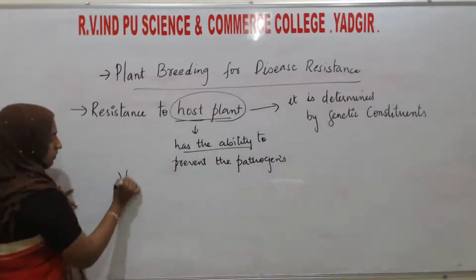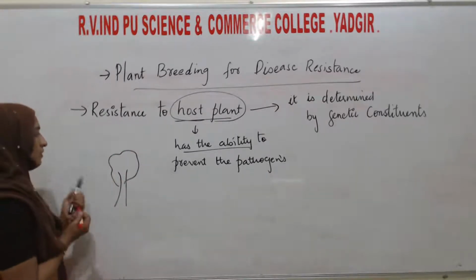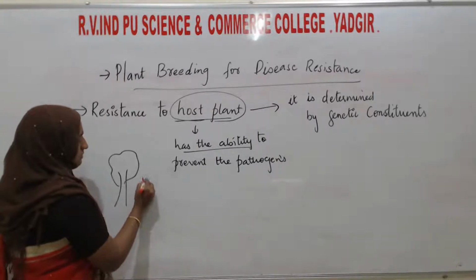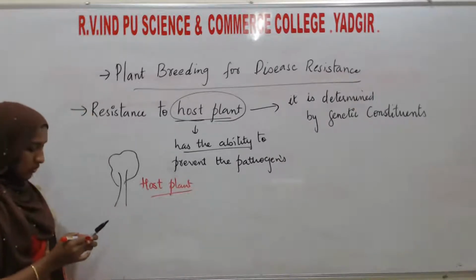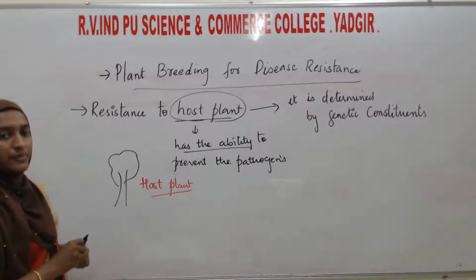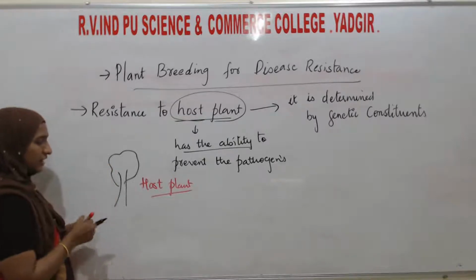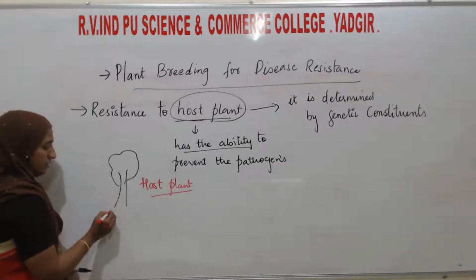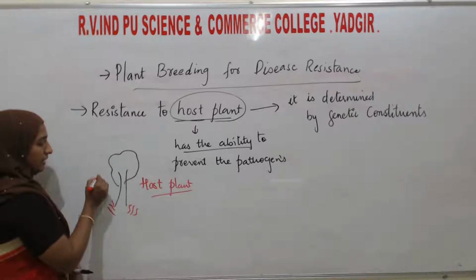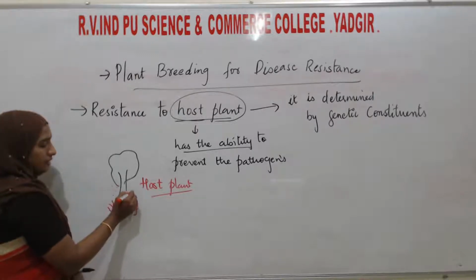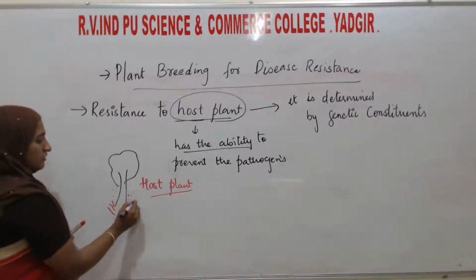So this is one plant, which we are calling the host plant. This host plant has one ability. Near to this host plant, for example, this is the fungi, which is going to cause the diseases. This is the fungi, and some of the bacteria will be there. These are the bacteria which are present in the soil, especially in the soil. These all are pathogens.